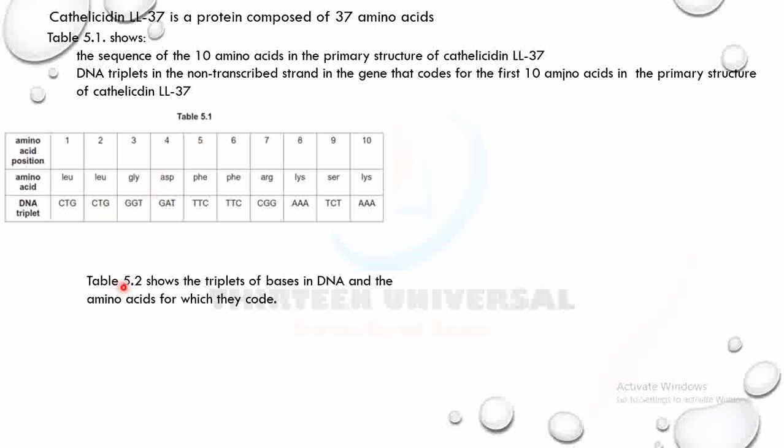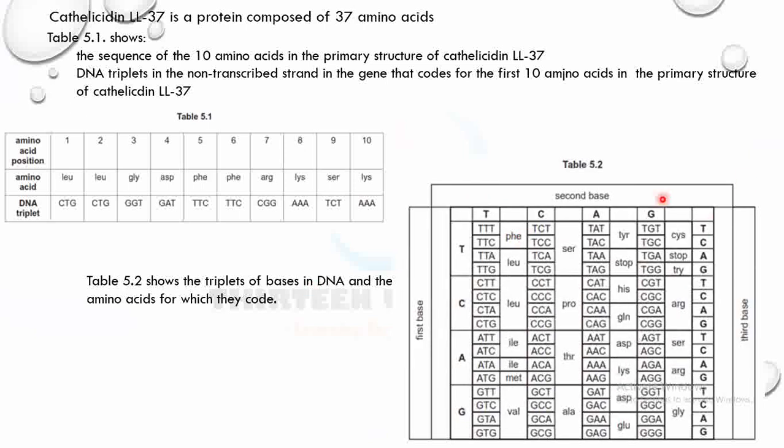Table 5.2 shows the triplets of bases in DNA and the amino acids for which they code. You can see first base, second base. It's simple. This is the genetic dictionary. So if you say T, TTC, that is this, and that codes for phenylalanine. The same thing: this is the first base, second base, and that represents the third base. Let's see what they want us to do with that.